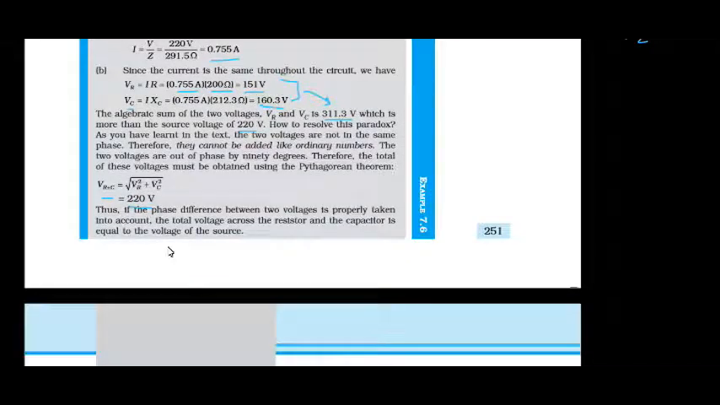Thus, if the phase difference between the two voltages is properly taken into account, the total voltage across the resistor and capacitor is equal to the voltage of the source. So they are equal, not more.